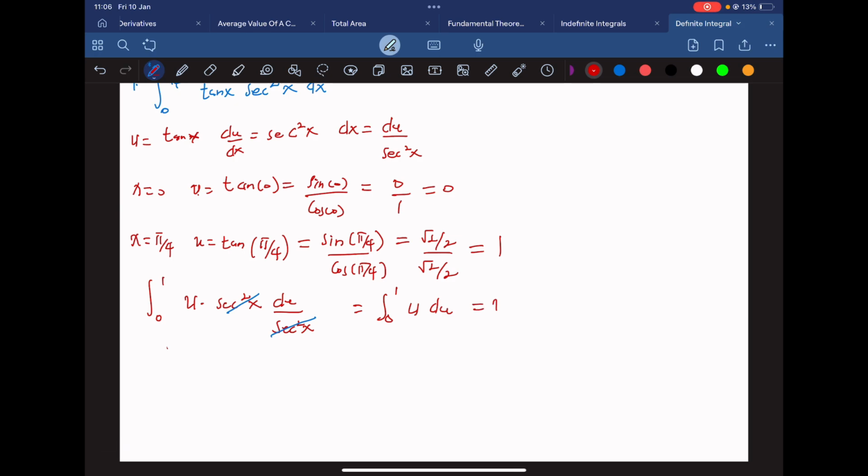So in this case, if we integrate u, we have u squared over 2. But note, this is definite, so we don't add any constant. We don't bring any plus c. So the next thing is to sub in our 1 and 0. So we have 1 squared out of 2 minus 0 squared out of 2. And this just simplifies to 1 out of 2. I hope this is clear.